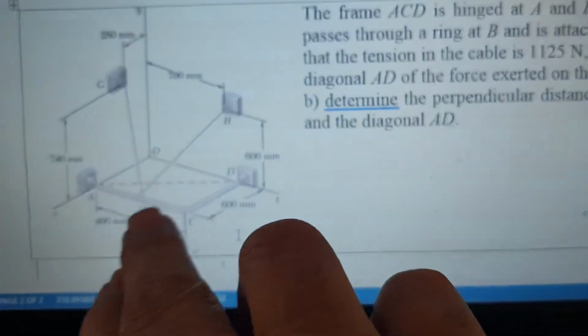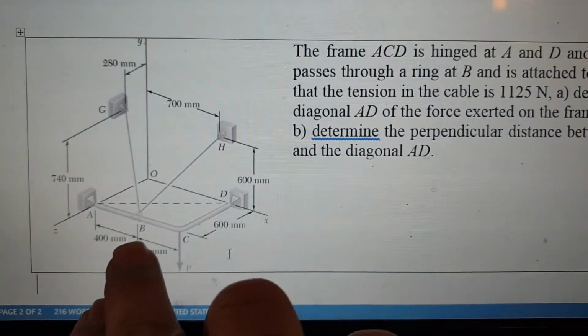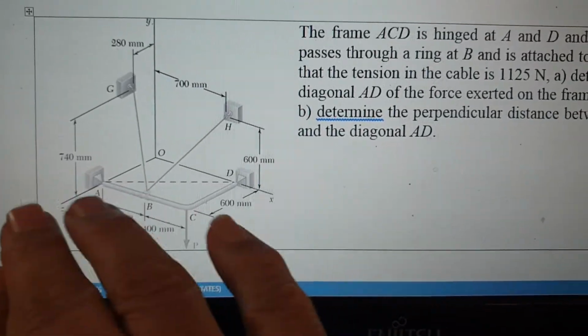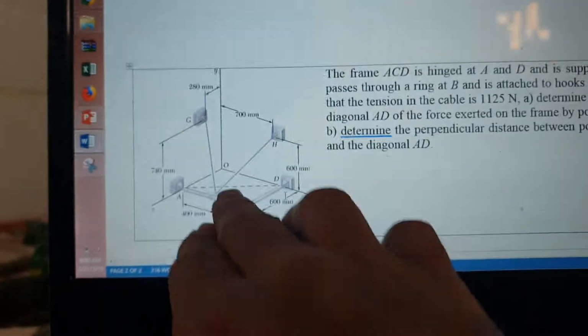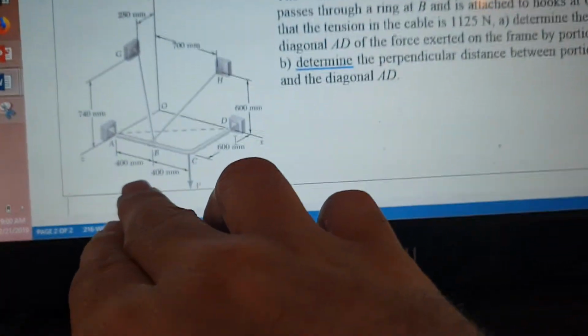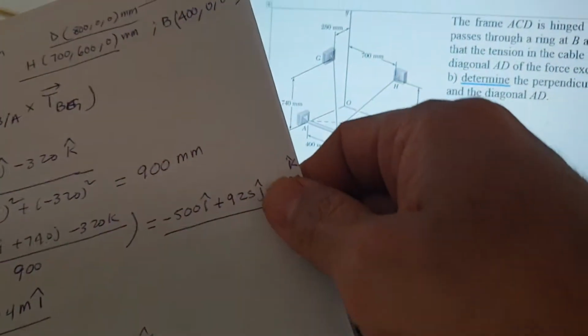And then B here, you can see that there's 400 millimeter in the X, and 600 millimeter in the Z, and it is in the XZ plane. Y is 0. So B is 400, 0, 600 millimeter.